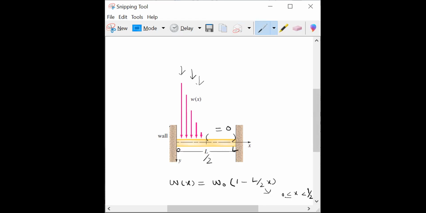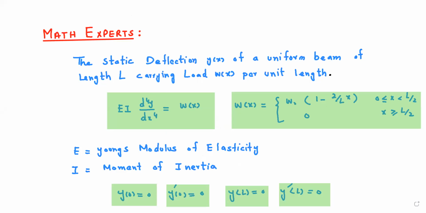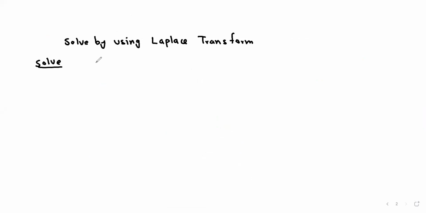So now here this is the wall, the fixed end of the beam, and here is the other fixed end of the beam. So now we can solve this by using the Laplace transform. Now we return to our whiteboard. Here is our whiteboard. So we will solve this by using Laplace transform. So we will solve this. So we take the Laplace transform of the equation.